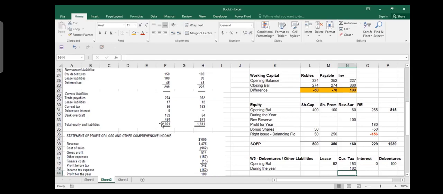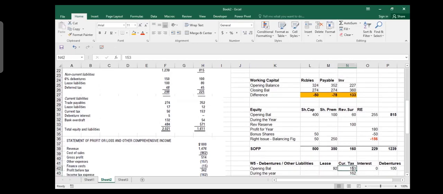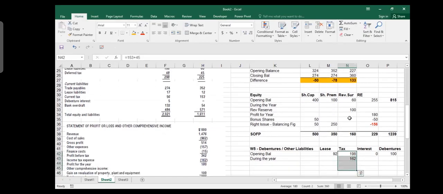And by the way, do we have some non-current liability as deferred tax that we should also add? We have deferred tax also. So don't call it current tax, just call it tax liability. Your current tax was 153 plus your deferred tax was 45, so your total tax liability was 198 at the beginning of the year. During the year, it should be 162. And the closing should be 306.